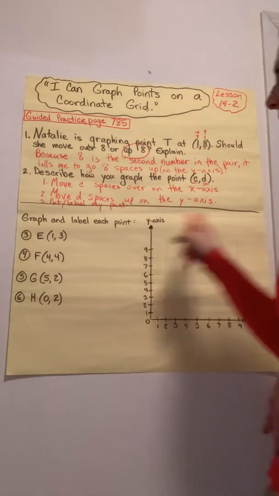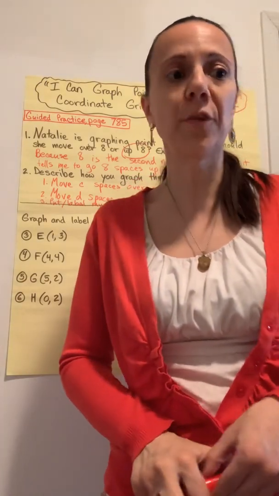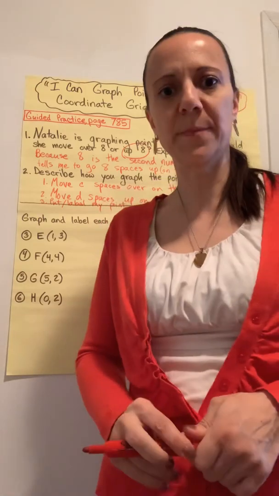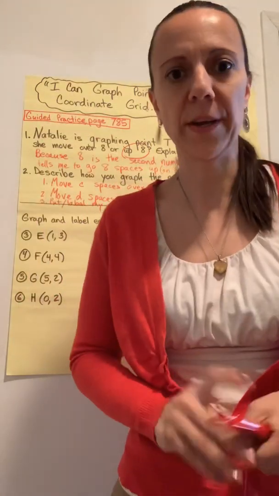Okay, now we'll follow those steps right down here to put 4 points on the coordinate grid, and then you should be really good to go and try the independent pages, because this is the same thing every time you put a point on the grid.